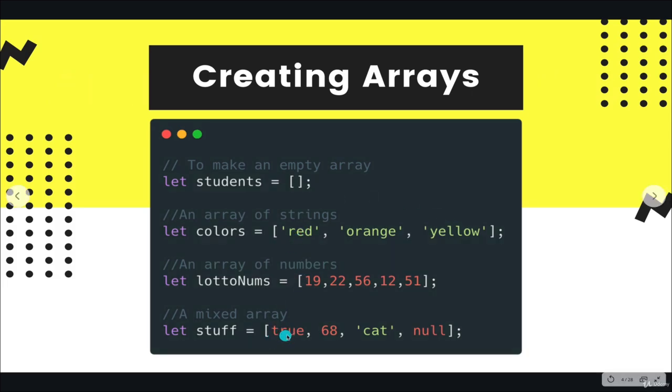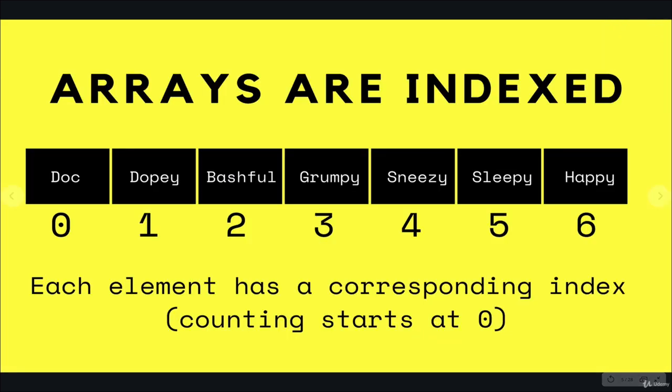So this thing right here is the first element. It has an index of 0, true index 0. Then we have a number, 68. Well, that's the second slot, and it has an index of 1, and then 2, and then 3. So just like with strings, we start counting at 0.